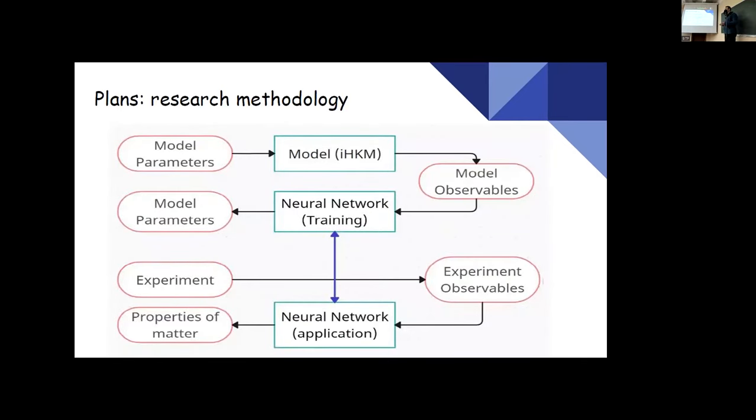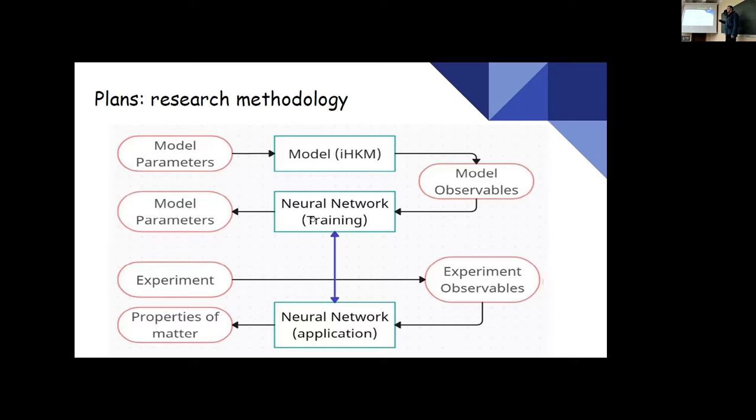Because we can do basically the same as an experiment, we can generate a lot of data in our model, and what comes to mind is to apply machine learning to that. Our plan is to build the model, which we have already done. It's called IHKM, Integrated Hydrokinetic Model. It has some parameters, as we saw before. It doesn't matter what they are. But you put the parameters into the model, generate data just as in an experiment, and plot observables in the same way. Then you feed these observables into some neural network and try to recover the same parameters you put initially into the model. So we see this full cycle.